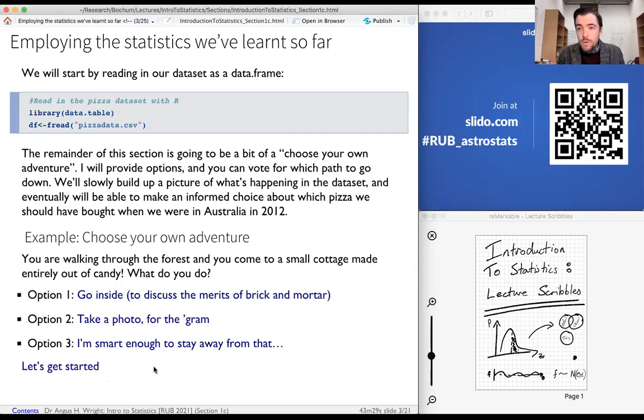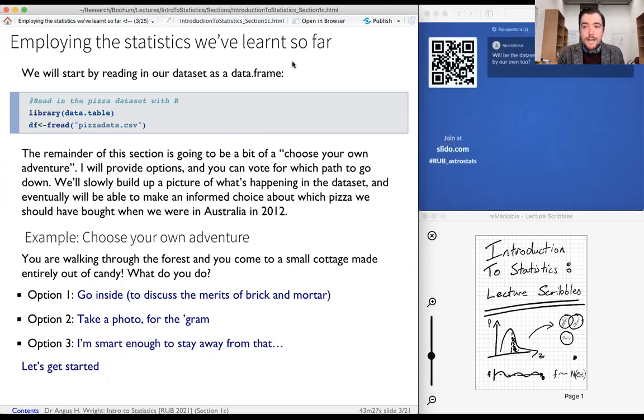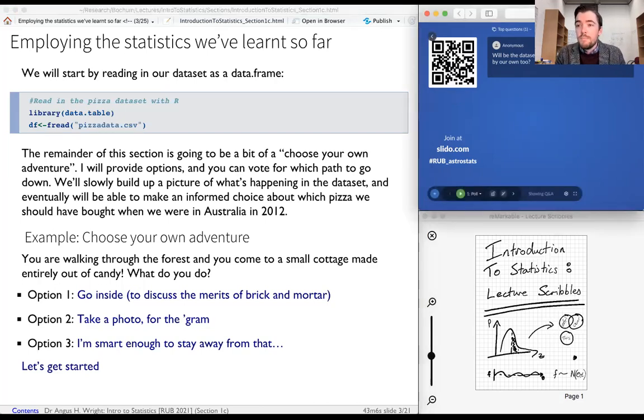There's a question that's popped up. Will the data set be on Moodle? Yes, I can absolutely pop the data set up on Moodle. That shouldn't be a problem at all. Then you can go through and do exactly the same sorts of exercises that I've done here and play with it yourself. So yes, absolutely. That's a great idea. I'll make sure that I upload the data set alongside the lecture notes and the recording.